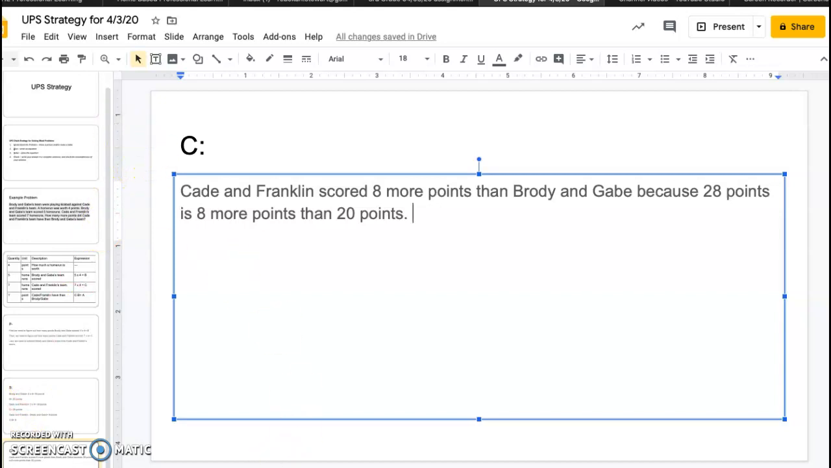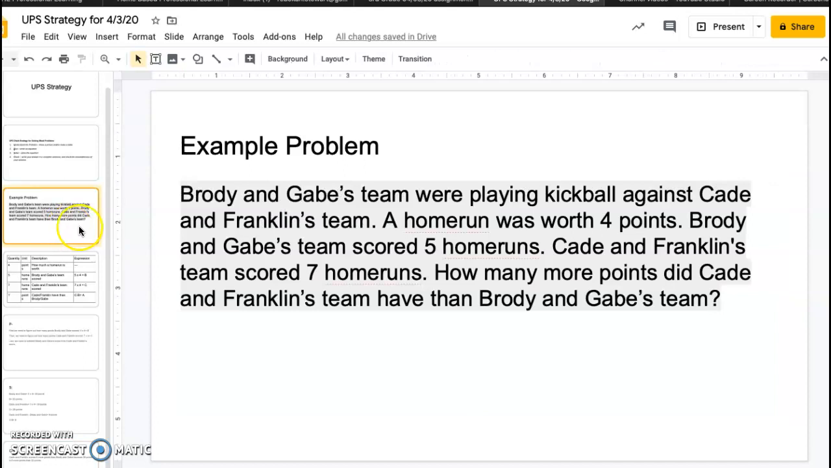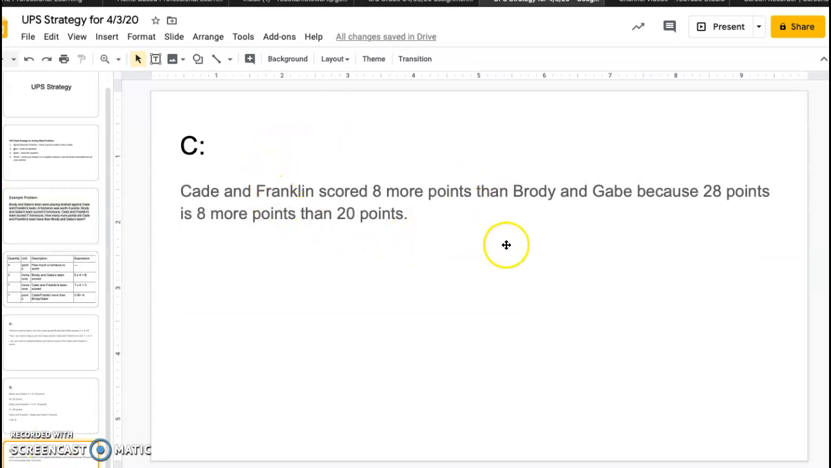And that concludes our UPS. I'm going to go back and read it. How many more points did Cade and Franklin's team have than Brody and Gabe's team? Cade and Franklin scored 8 more points than Brody and Gabe because 28 points is 8 more points than 20 points. All right.